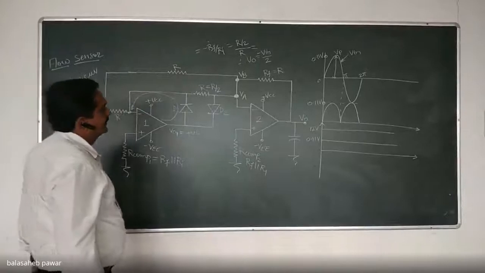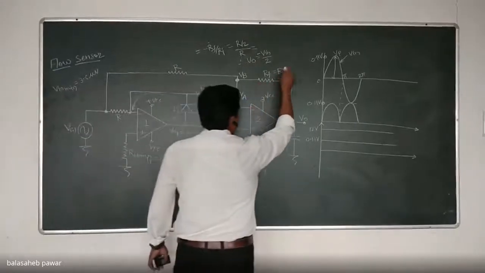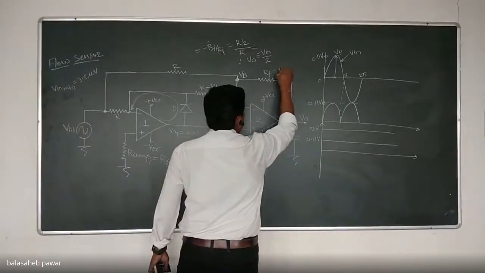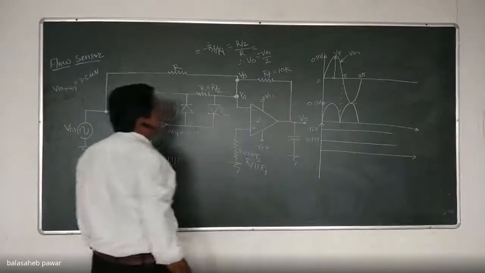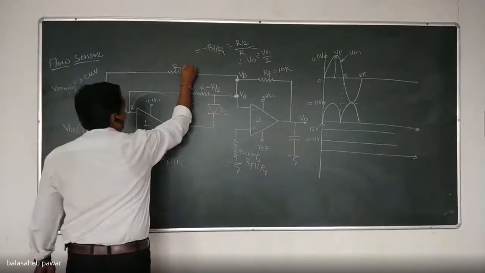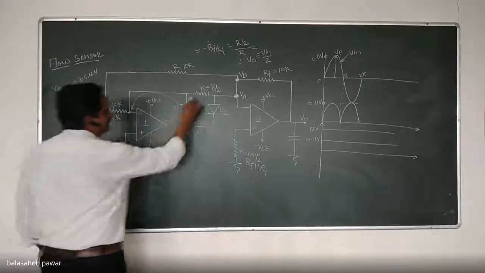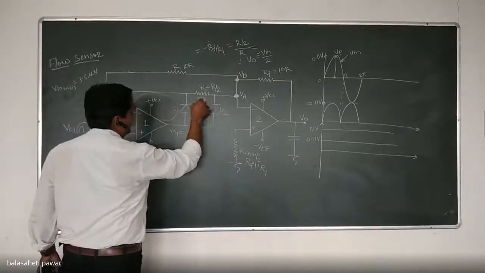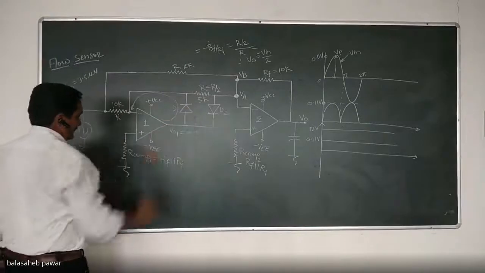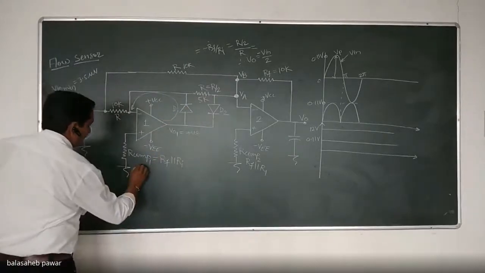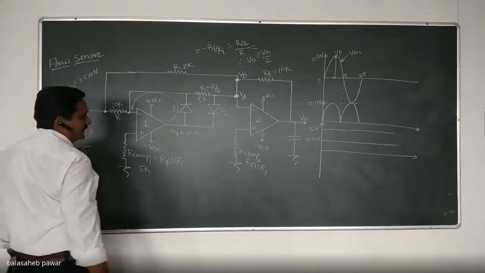Now suppose this RF equals R, already I mentioned. I will note down directly this one as 10K, this one also as 10K, this input resistance as 10 kilo ohm, this should be 5K. You have to remember this one, this is most important, okay? And that compensating resistor will be again 5K, 5K.